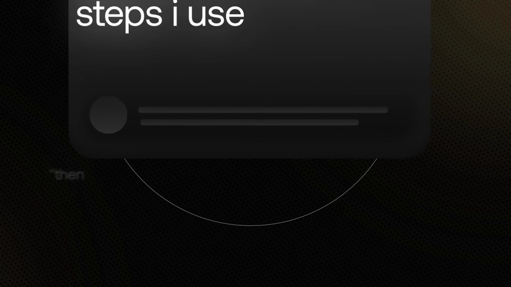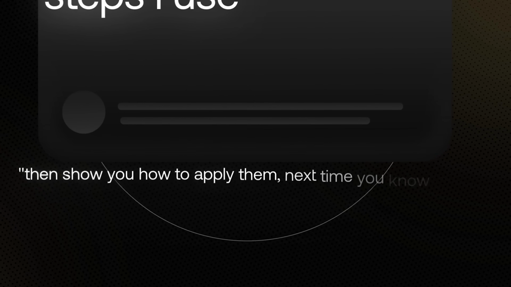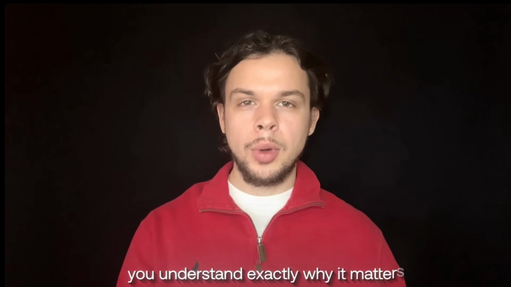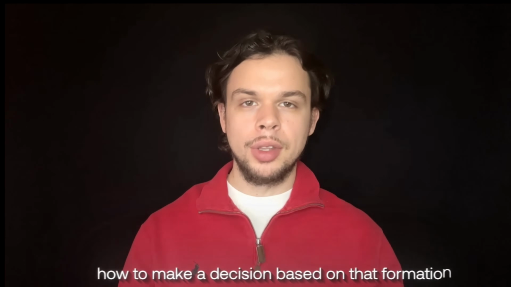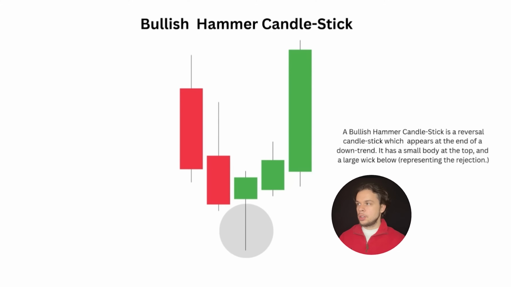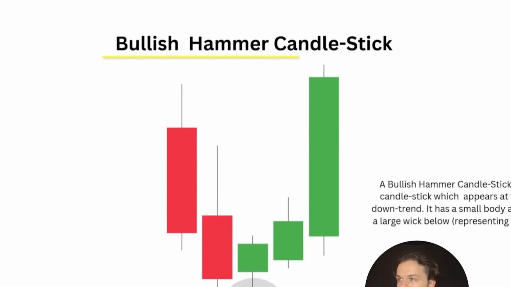In this video, I'm going to break down the exact steps I use and then show you how to apply them, so next time you know exactly what candlestick formation you're looking at, you understand exactly why it matters, and you also understand how to make a decision based on that formation. So we are now going to break down the actual 7 candlestick formations which matter. And I'm also going to show you how to combine this with other concepts so you can build daily high probability trade setups.